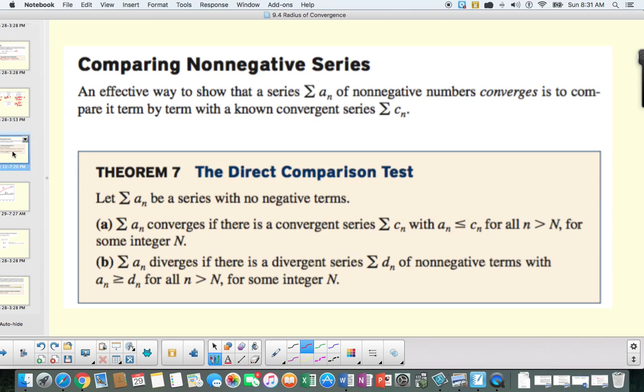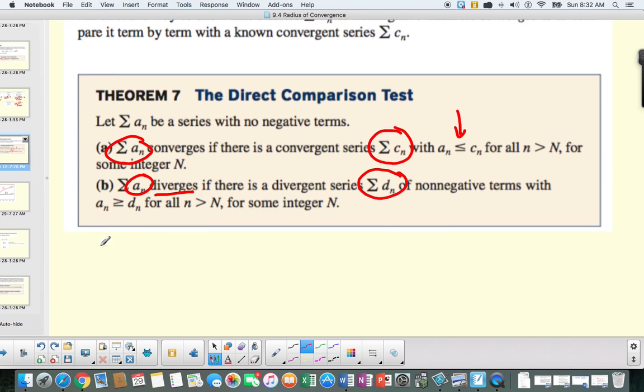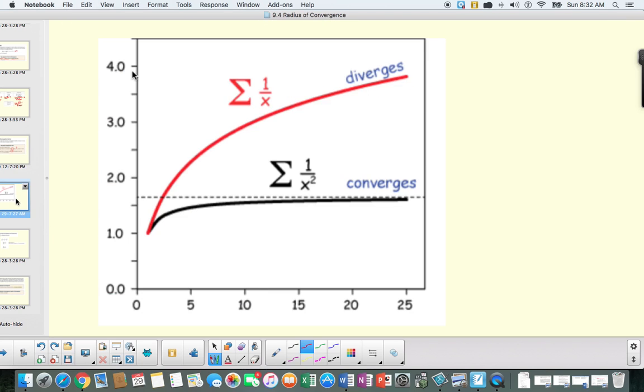All right, comparing non-negative series, the direct comparison test. We've had this before with improper integrals, and now we're going to have it with summations. Suppose that you know a convergent series, and if every term of the series that you're trying to find is less than the terms of the convergent series, then we say it converges. Now, if every term of something that you're looking at is greater than a series that diverges, then we say that the summation diverges. So let's take a look at a graph here, and maybe this will help you.